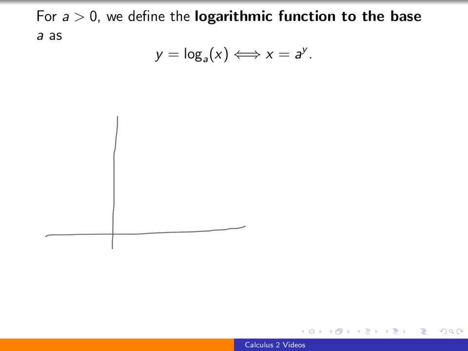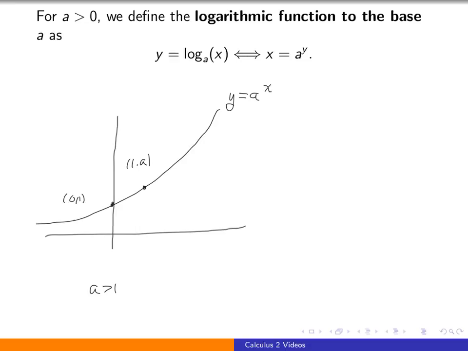We can also, for a positive a value, define the logarithmic function with base a, and we just define that to be the inverse of x equals a to the y. For fun here, I'm going to think particularly in the case where a is bigger than 1. When a is bigger than 1, we saw that the graph y equals a to the x looks something like this. And two points in particular that we know are on this graph would be the point 0, 1, and the point 1, a.